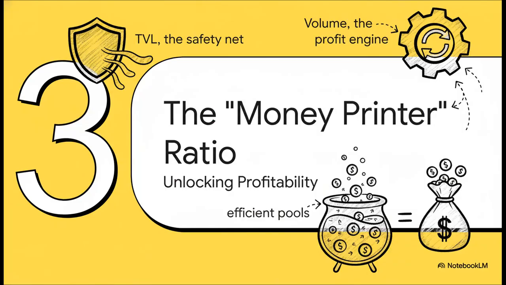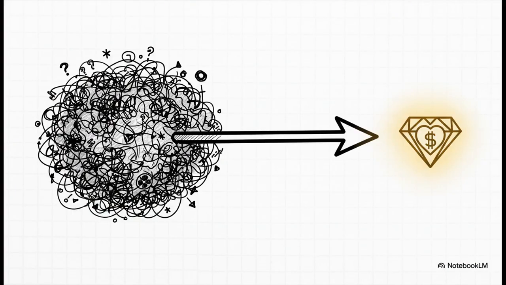All right, let's put it all together. We've got TVL, that's our safety net. And we've got volume, that's our profit engine. Now it's time to combine them to unlock the master formula, the one ratio that helps us find the most efficient pools out there. And I am not kidding here. This is probably the single most important ratio in all of DeFi. Why? Because it tells you, plain and simple, how hard the money in that pool is actually working.